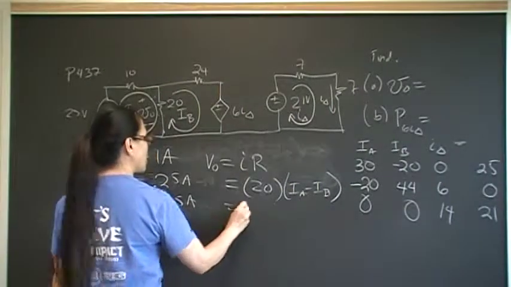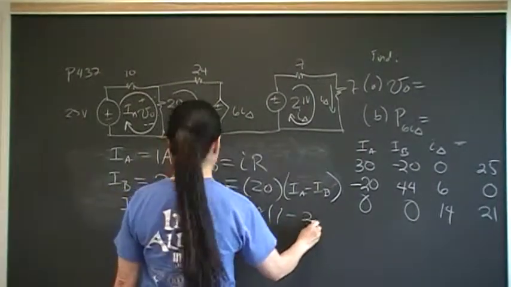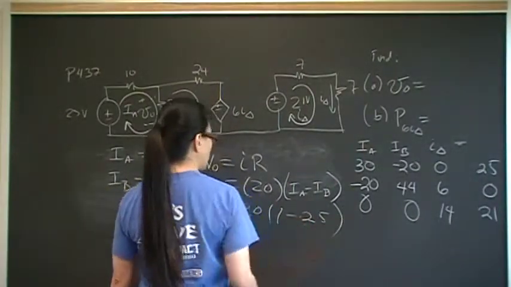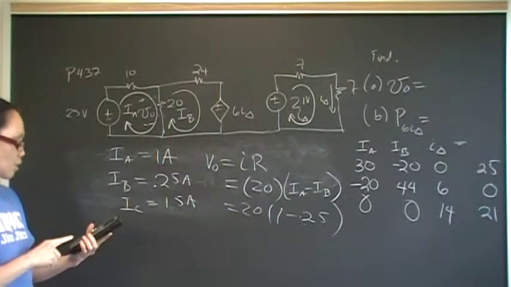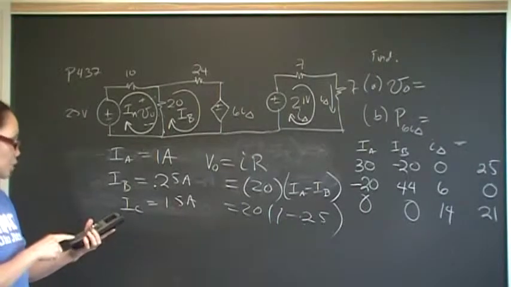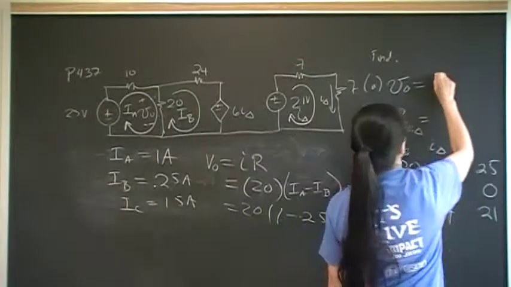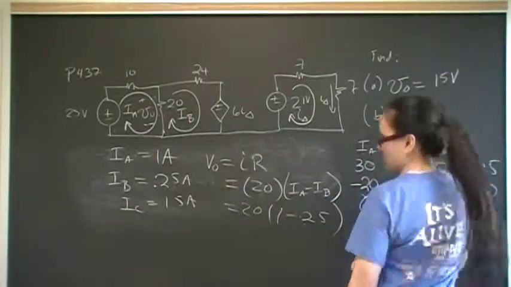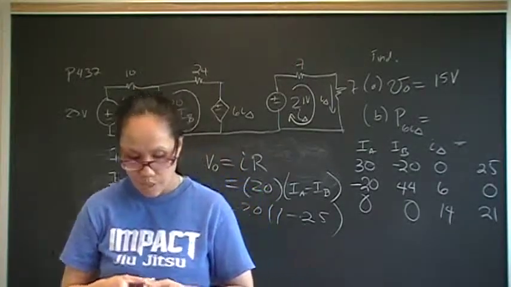So that's going to be 20 times 1 minus 0.25, 250 milliamps. So 1 minus 0.25 times 20. So the voltage, V out, is 15 volts. And let me verify that's what I got.